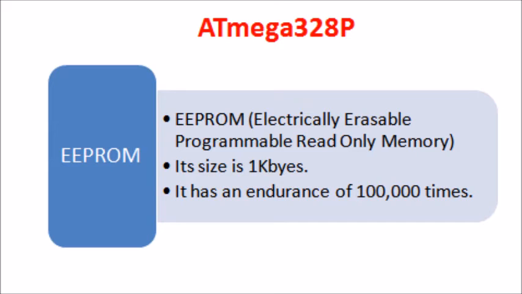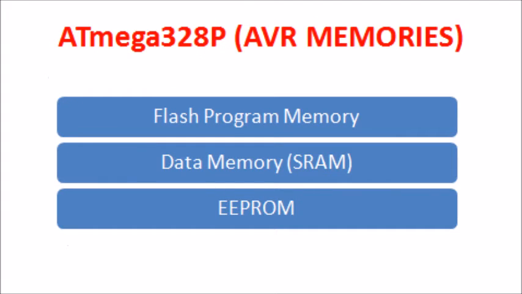Its size is 1 kilobyte. It has an endurance of 1 lakh times. It means that we can rewrite this memory up to 1 lakh times. So this is a very brief introduction of the internal memory spaces of the Atmega 328 microcontroller. And now we are going to see the peripheral features of Atmega 328.